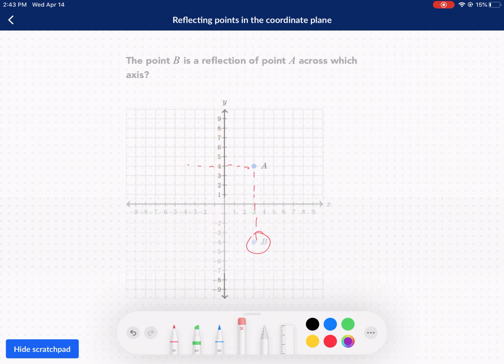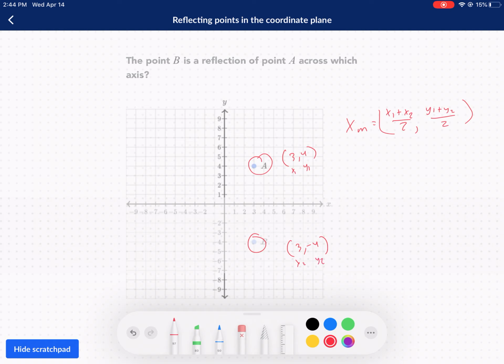Another way to think of it is, since it's the same distance for lines of reflection, we can just find the midpoint between A and B, and it has to be a point on our line of reflection. So this is the point 3, 4. This is the point 3, -4. What we could do here is find the midpoint between those two: x1 plus x2 divided by 2, comma y1 plus y2 divided by 2. We call this one x1, y1. We're just finding the midpoint between these two.